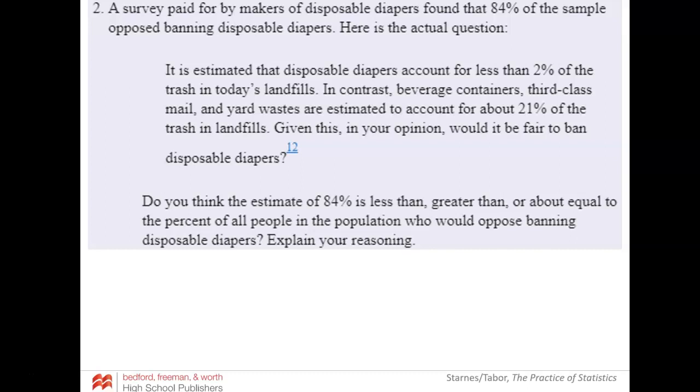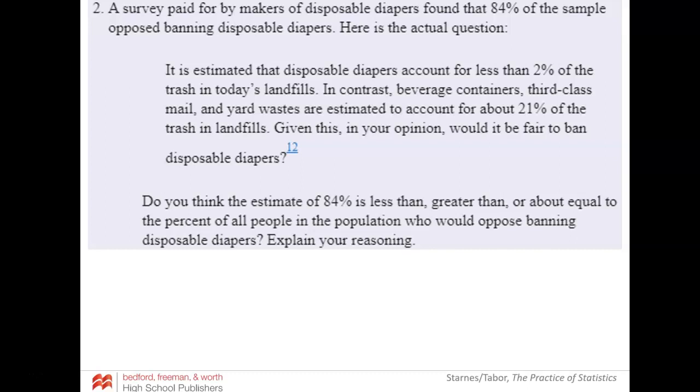All right, so 84% of the sample said, no, do not ban my disposable diapers. But here's how they worded the question. It is estimated that disposable diapers account for less than 2% of the trash in today's landfills. In contrast, beverage containers, third class mail, and yard waste are estimated to account for about 21% of the trash in landfills. Given this, in your opinion, would it be fair to ban disposable diapers?